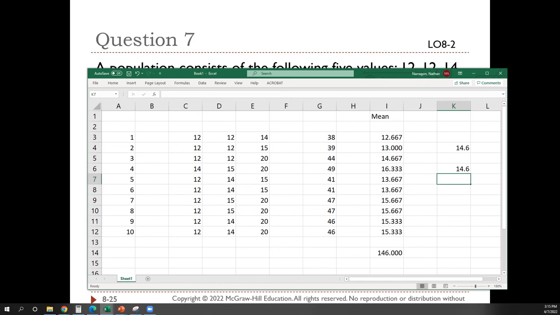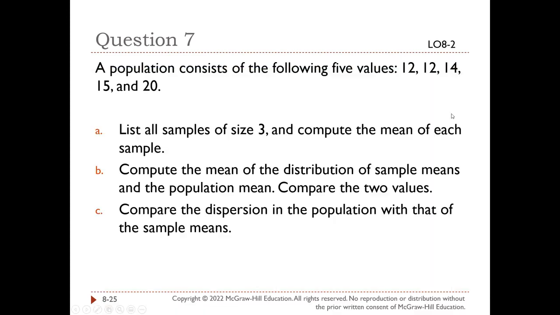Next, the dispersion of the population is greater than that of the sample mean when we compare the dispersion of the population with that of the sample mean. The sample mean varies from 12.66 to 16.33, whereas the population varies from 12 to 20. Okay, so we had to have a greater distribution. Okay, not too bad. Not too bad.